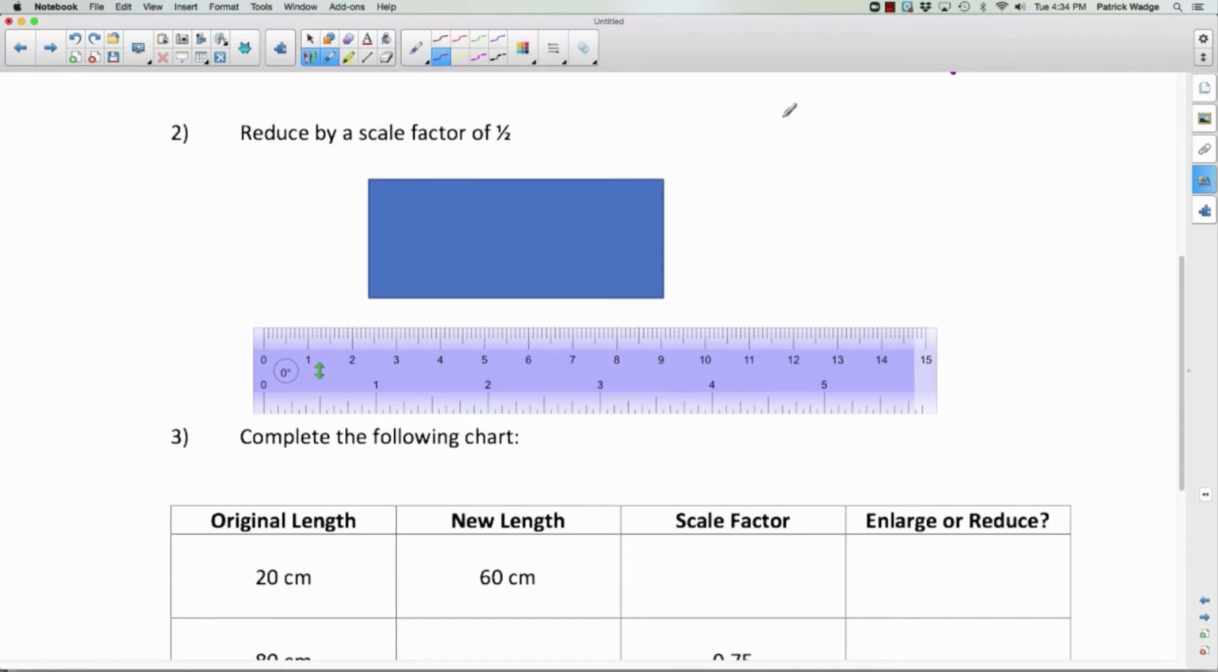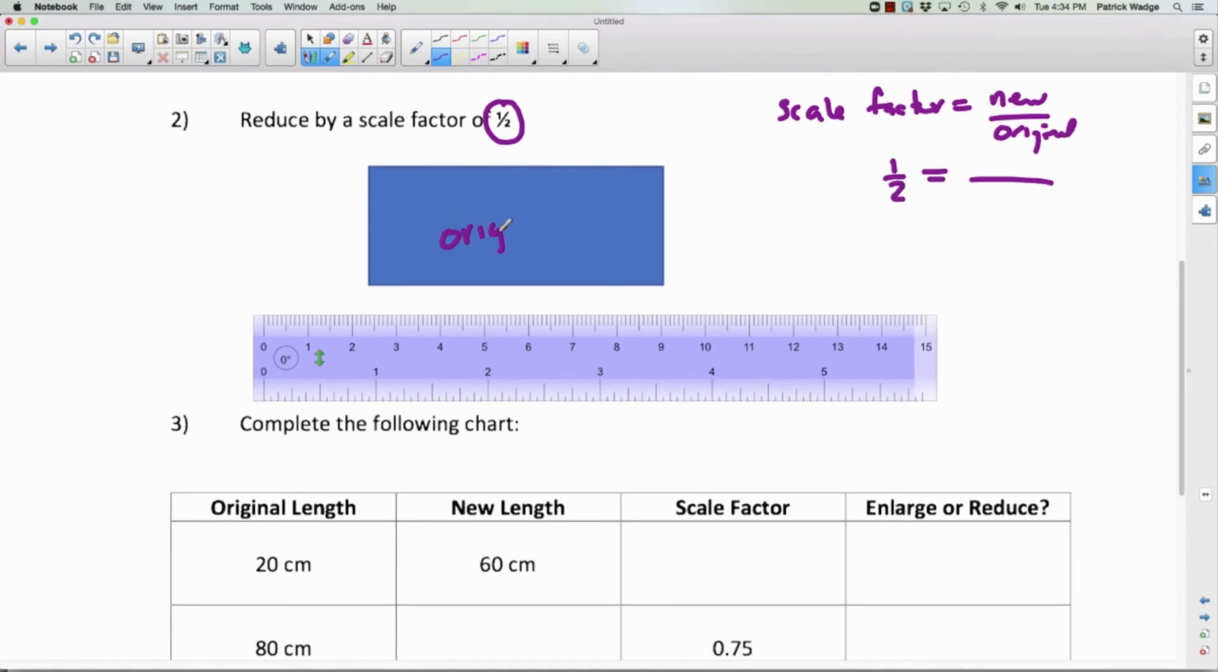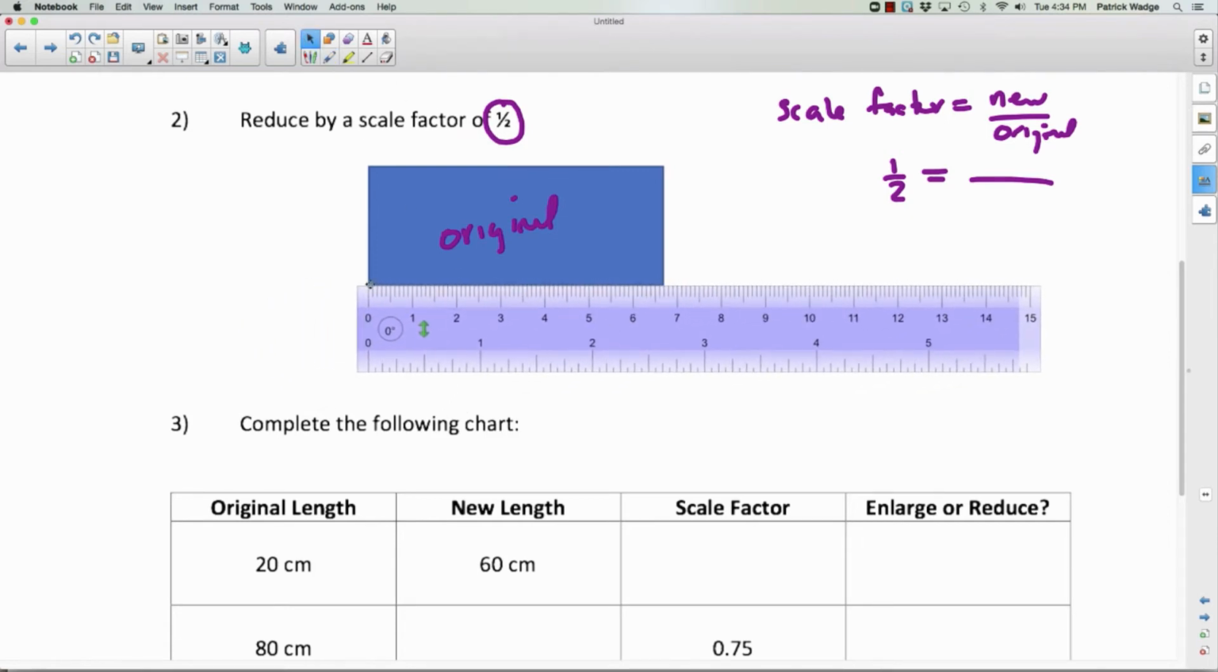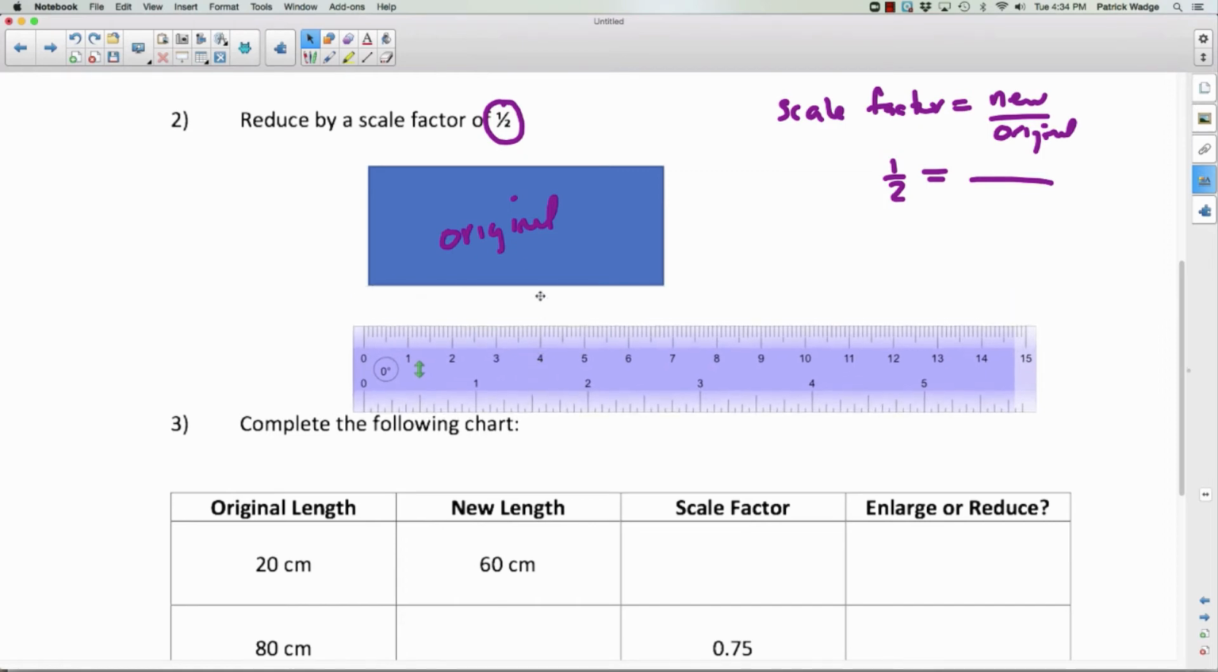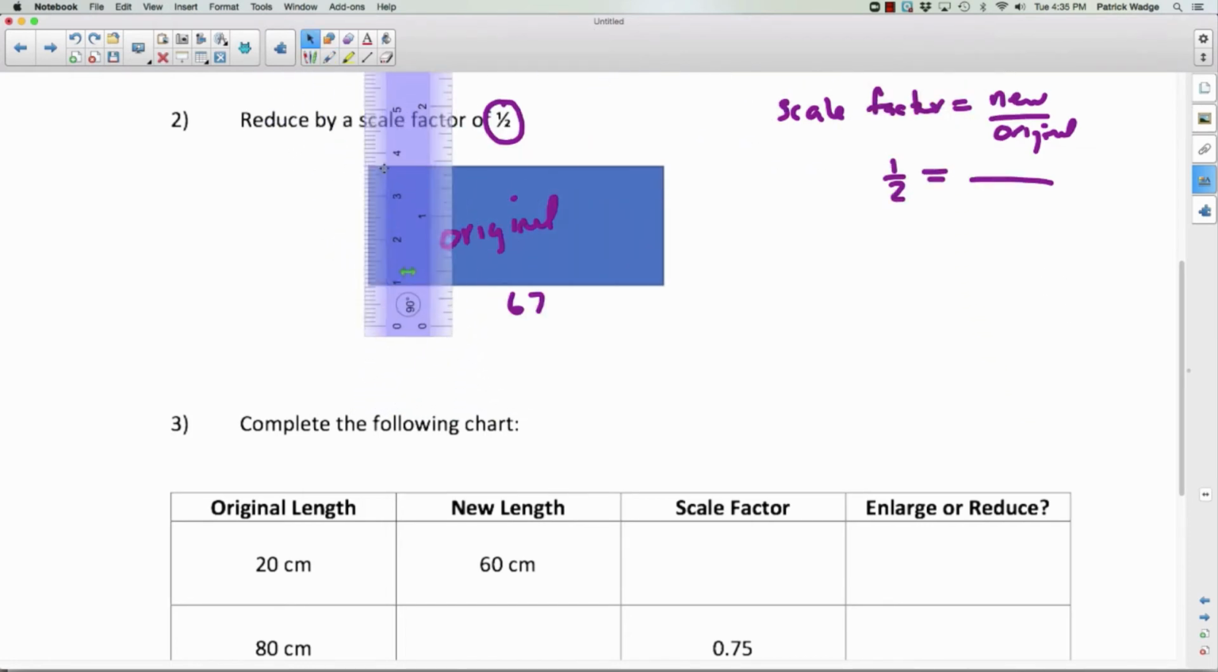All right, I'm going to start by writing down my formula because we use it for everything. Scale factor equals new over original. Oh my gosh, my writing. Scale factor, we know. The scale factor is right there. So where it says scale factor, I'm going to put 1/2 equals. All right, this is our original, right? Original. So let's get some measurements for this. If I measure from here to here, it looks to be about 67, which is a bit of an unfortunate number, but I'll put that in there. And if I measure from here to the top, it looks like it is 27. So I'll write 27 here.